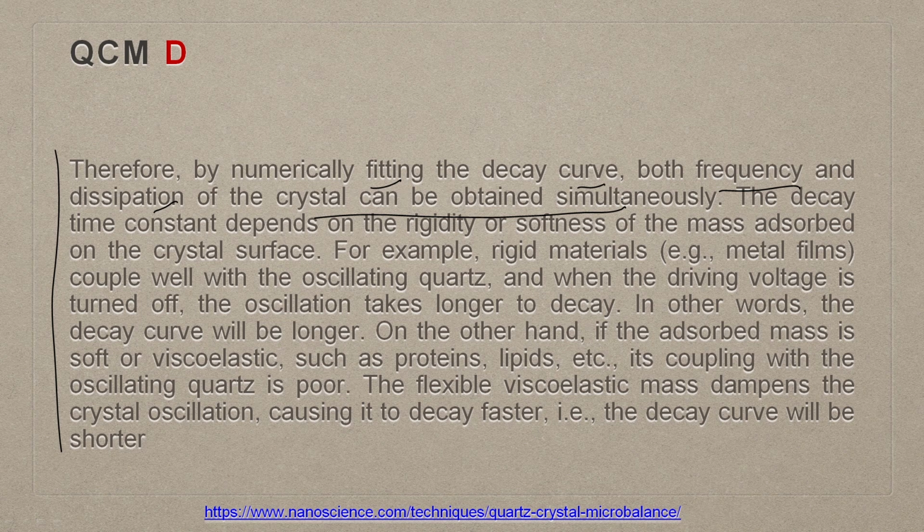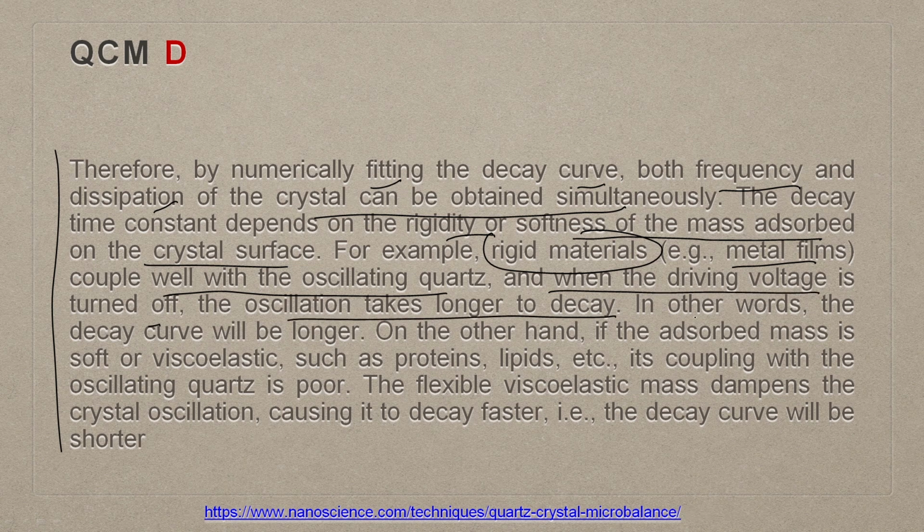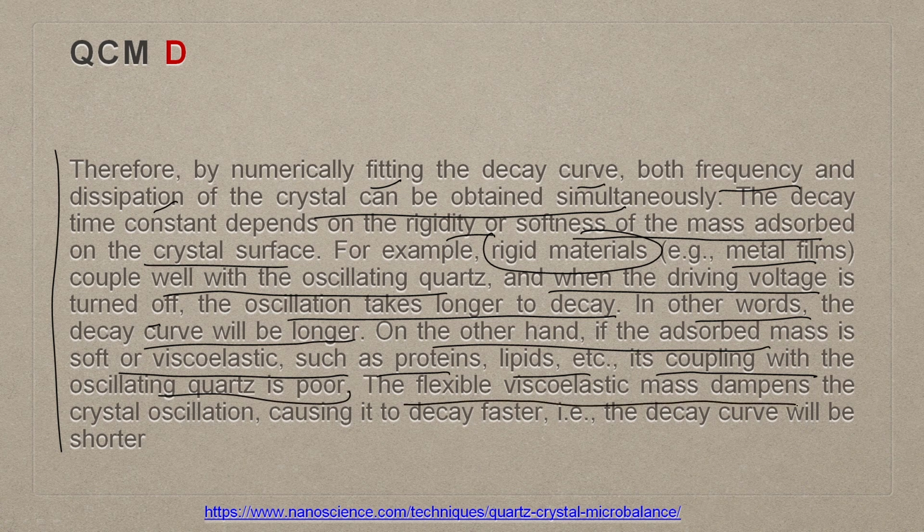The decay time constant depends on the rigidity or softness of the mass adsorbed on the crystal surface. For example, rigid materials such as metal films couple well with the oscillating quartz, so when the driving voltage is turned off, the oscillation takes longer to decay. In other words, the decay curve will be longer. On the other hand, if the adsorbed mass is soft or viscoelastic such as protein, lipids, etc., its coupling with the oscillating quartz is poor. The flexible viscoelastic mass dampens the crystal oscillation, causing it to decay faster, and the decay curve will be shorter.